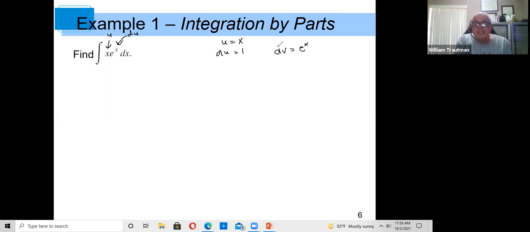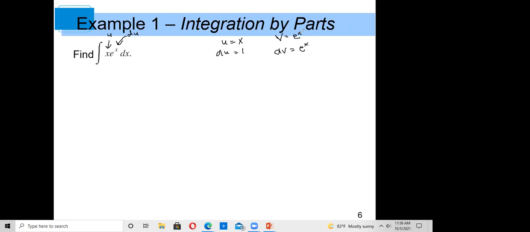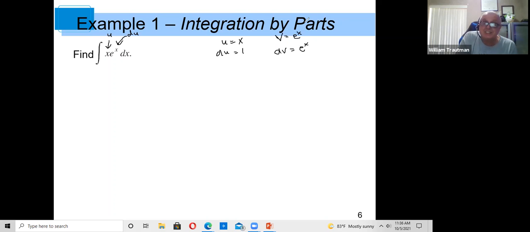When you integrate from the derivative of v to get to v, you have to integrate. When you integrate e to the x, what's the answer? E to the x. Yeah, it doesn't change. That's why it's nice. That's a nice, easy integration. And they tell you, try to make dv the easier one because you have to integrate that. Taking the derivative is usually easy, but sometimes people mess up when they integrate, when they go up.